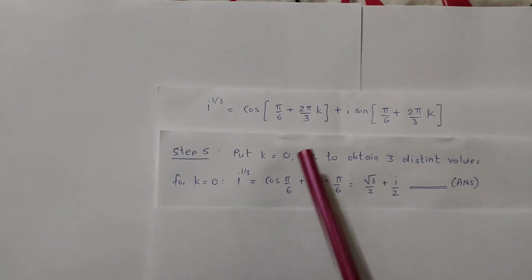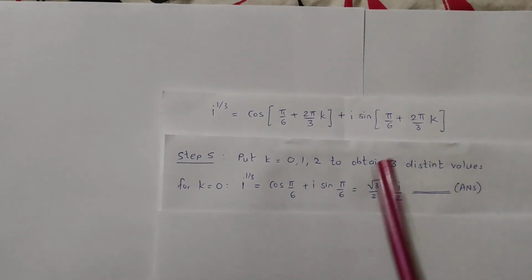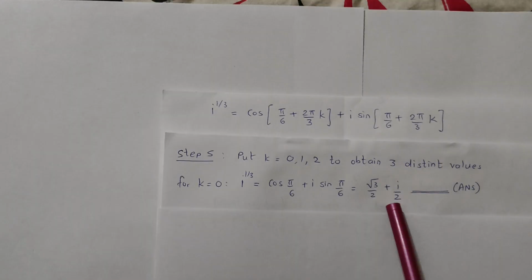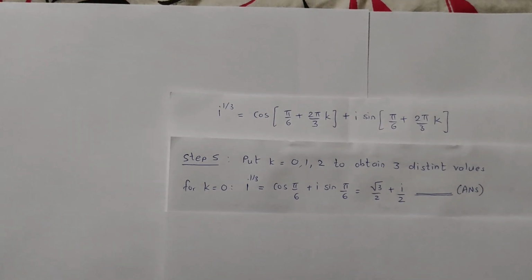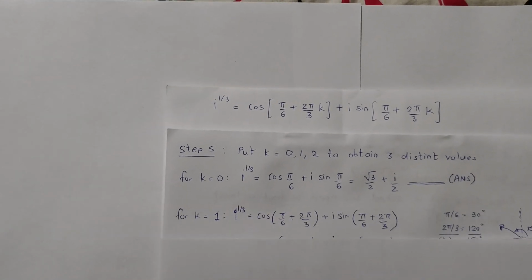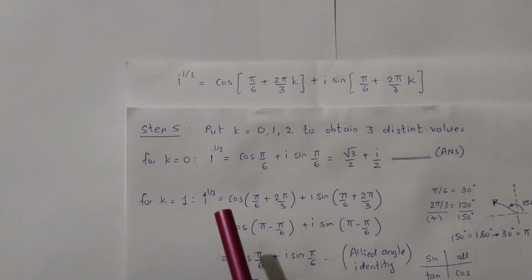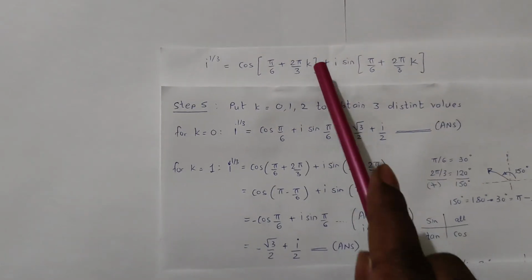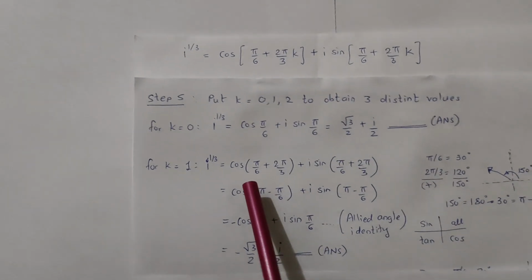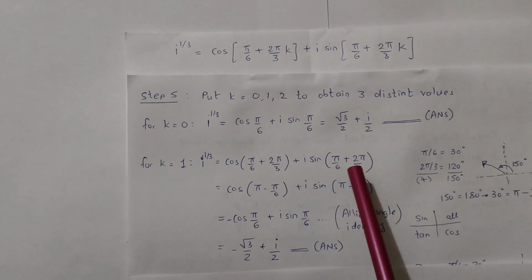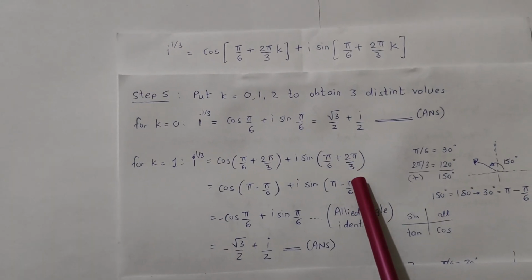So for k equal to 0, you put k equal to 0 in this expression and you arrive at this particular expression, and this is the value when you solve for cosine of pi by 6 and sine of pi by 6. Now the next thing is you put k equal to 1 in this expression. With that, you find cosine of pi by 6 plus 2 pi by 3, likewise sine of pi by 6 plus 2 pi by 3.